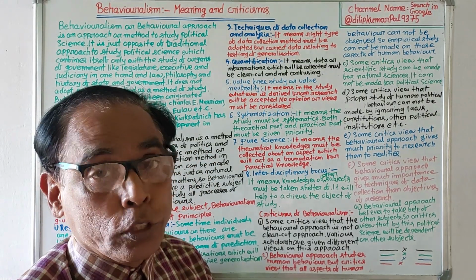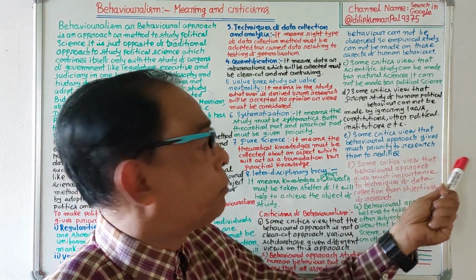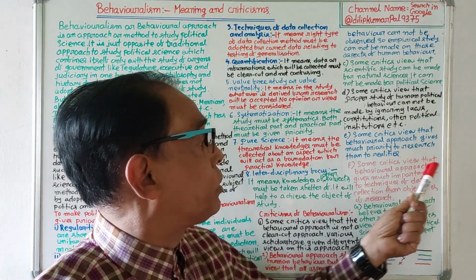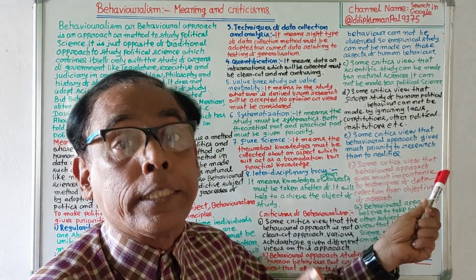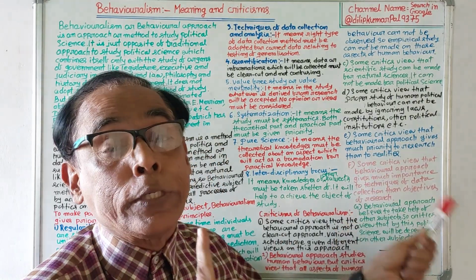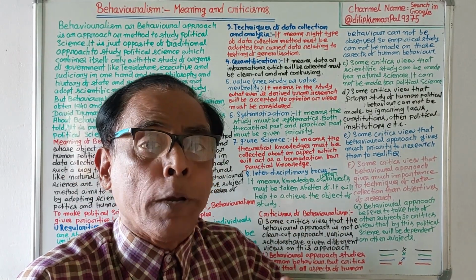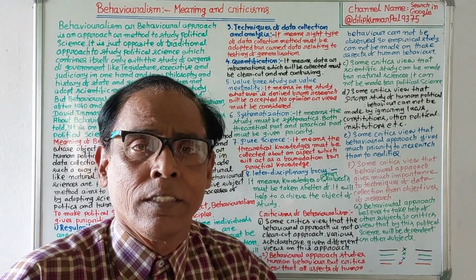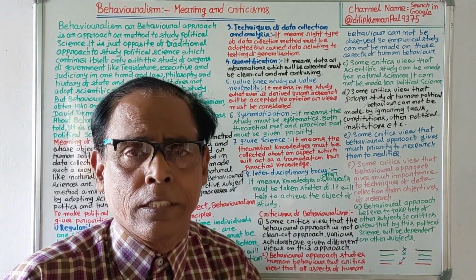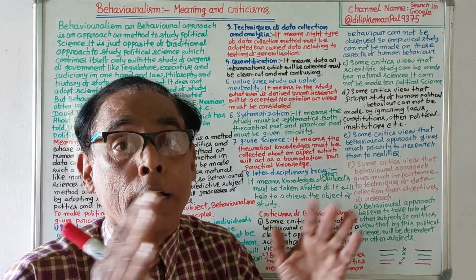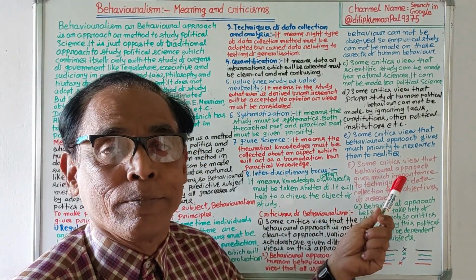Point number five. Some critics view that behavioral approach gives much priority to research than to realities. According to some critics, behavioral approach gives much priority to research, but it does not give importance to the realities.